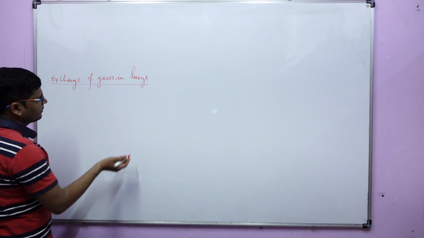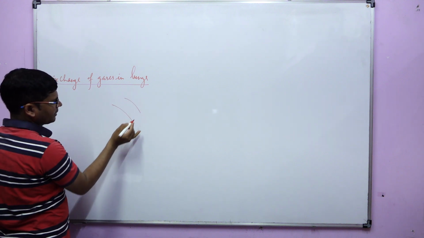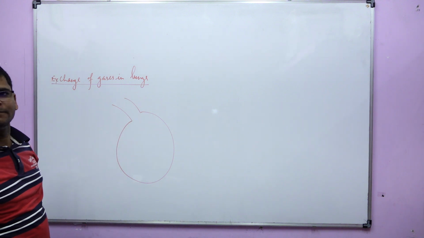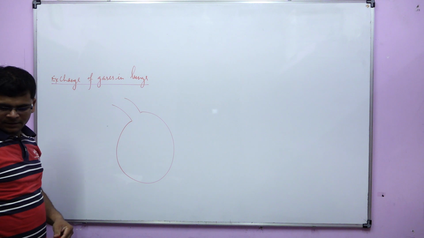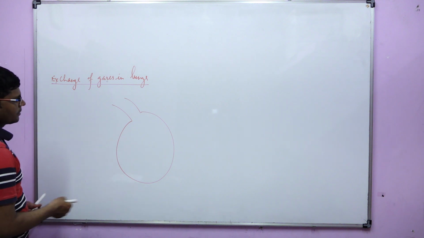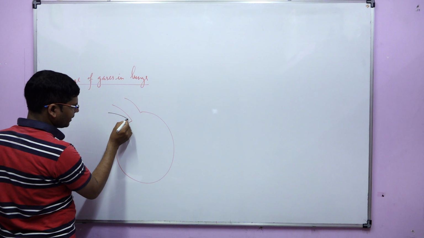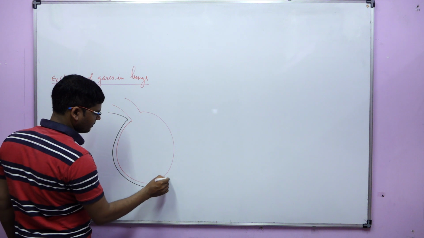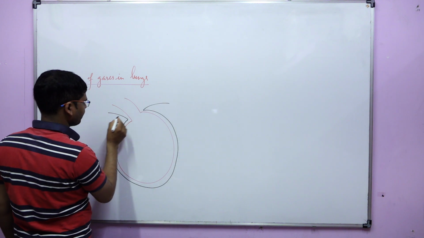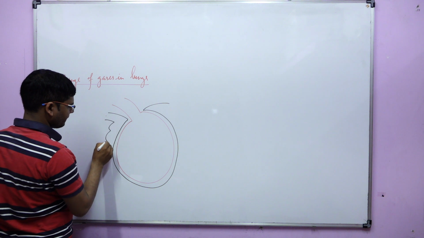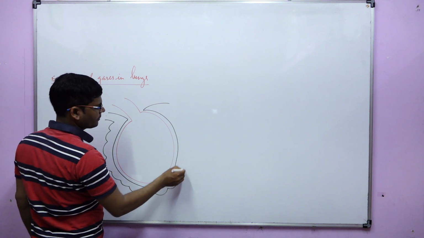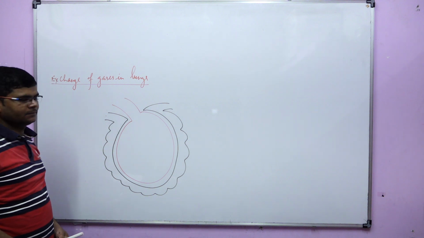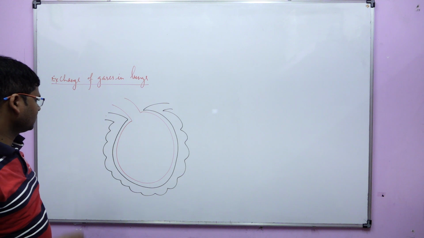So a diagrammatic explanation that I would like to give, suppose imagine that this is our alveolus, and surrounding this we have, let me say, blood capillaries. Surrounding the alveolus we have blood capillaries. Now what happens?